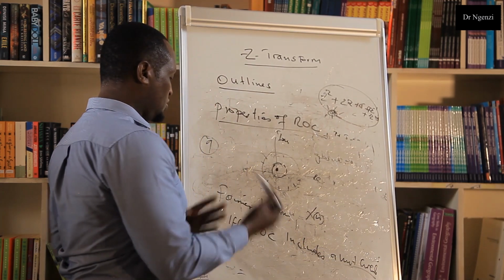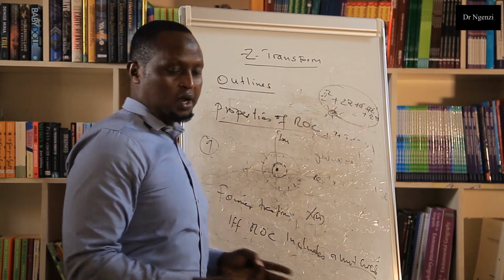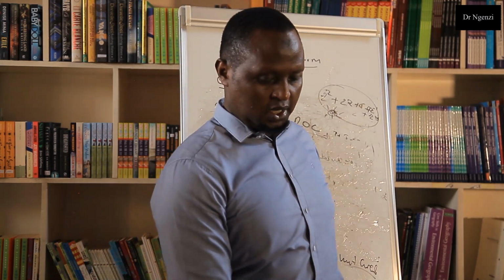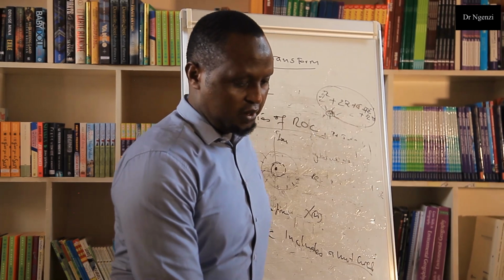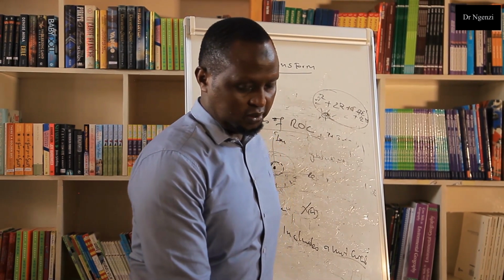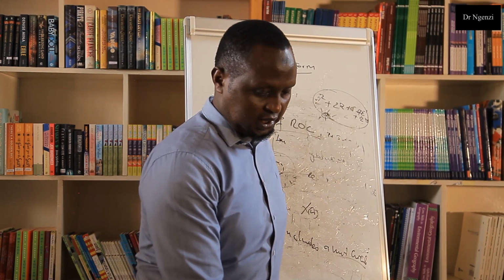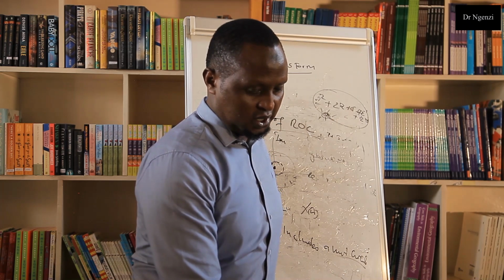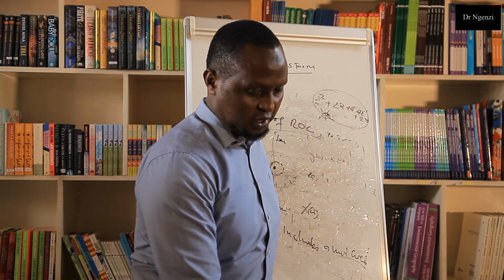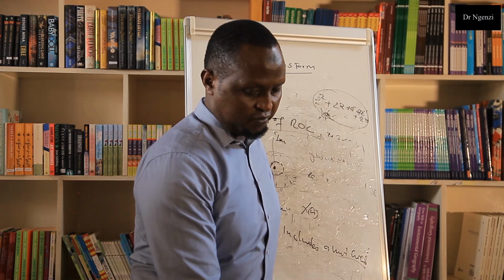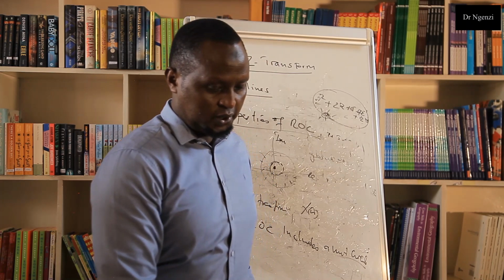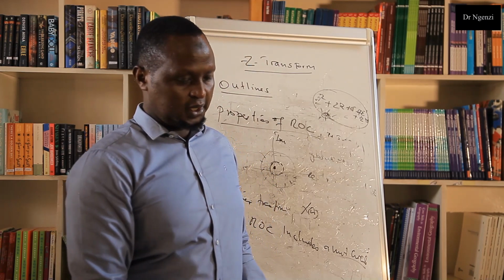So it converges. Elsewhere it cannot converge. So these are some of the properties. And remember, the region of convergence cannot include any poles. This one was discussed. The final duration, this one also was discussed. This is a summary of what we have to understand.